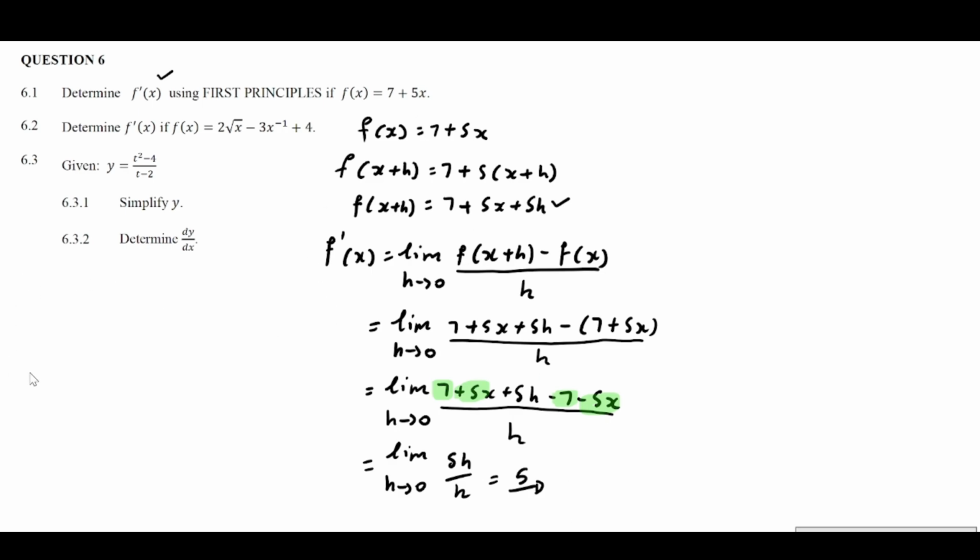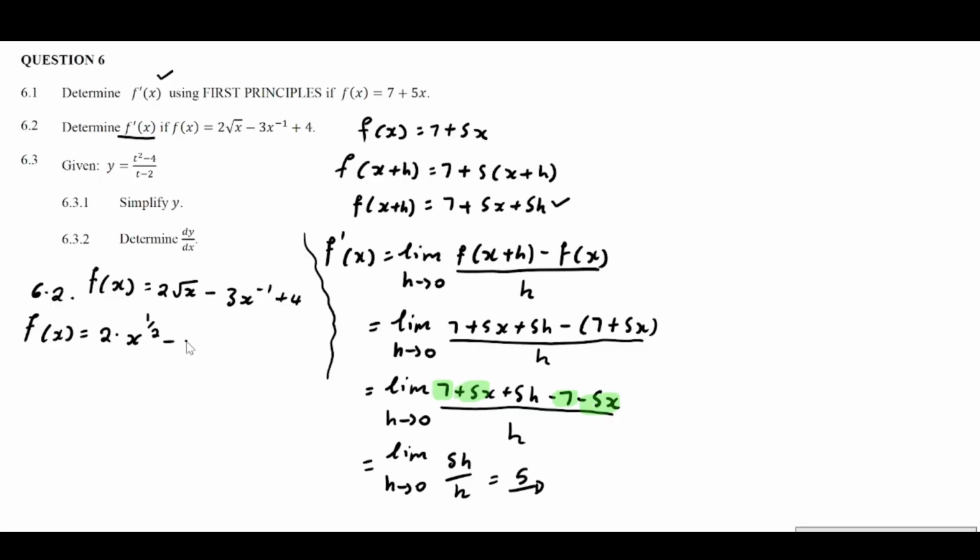And then 6.2, what do we have on 6.2? It says determine f prime of x if f of x is 2 into the square root of x minus 3x to the exponent of negative 1 plus 4. So first thing first, let's make sure that everything is in exponential form. So this is going to be 2 multiplied by x to the exponent of half minus 3x to the exponent of minus 1 plus 4.